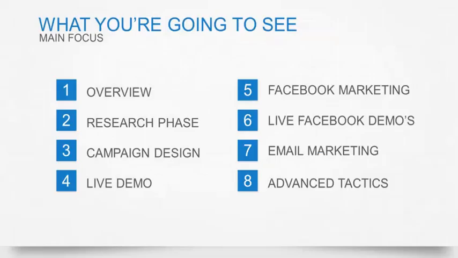So tonight, this is the main focus, what you're going to see. Number one, we're going to do an overview of Teespring and what it entails, how it works, and all the goody stuff like that. Number two, we're going to go briefly into research and how to do research for your niche to figure out what should sell, what kind of t-shirts, things like that. Then we're going to go into campaign design. This is where you get into the nuts and bolts of putting together your t-shirt sales campaign.